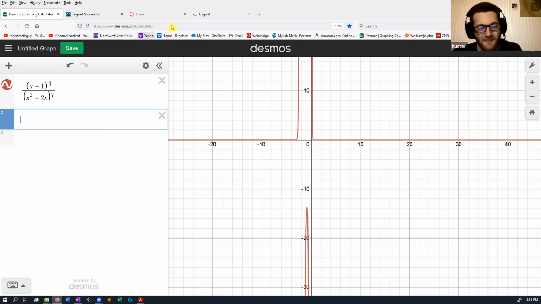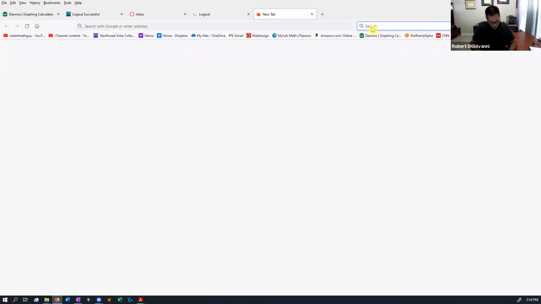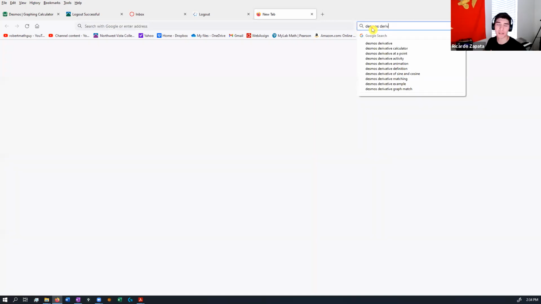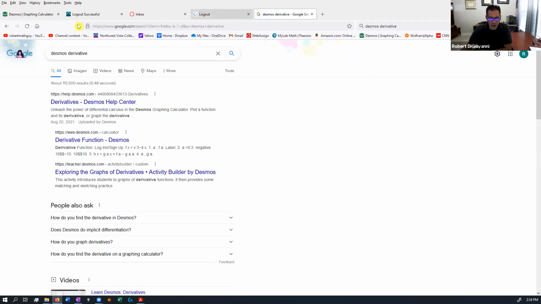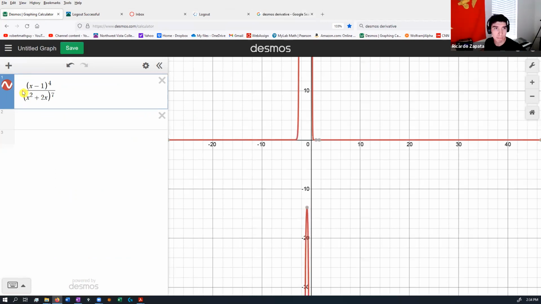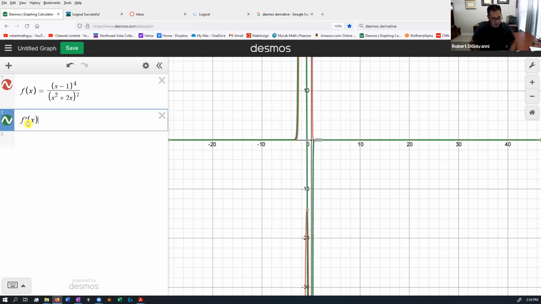Let me see here. Trying to think of something real quick. I don't think that Desmos will do a derivative. Hold on, you can answer. You just need to set the top function equal to f of x, and then the next one f prime of x. You just put f prime? Okay, I figured there was some easy way to do this. F of x equals this, and then just put f prime of x.